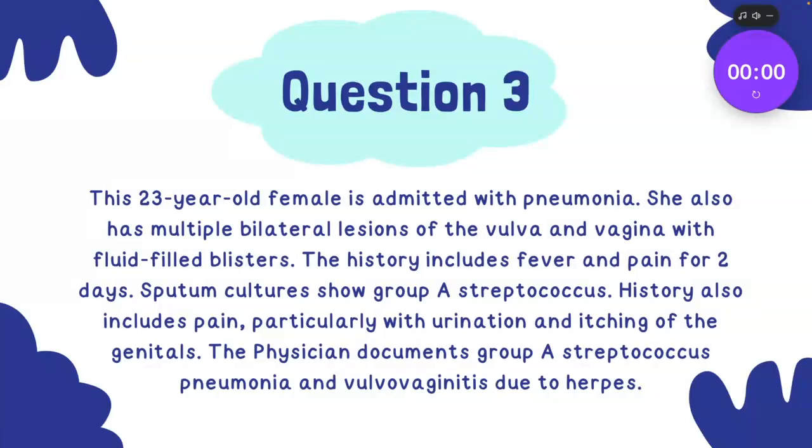So for the principal diagnosis, there are some rules for that, but the reason for this admission is pneumonia, and I want to just plant this concept today, and we will talk about it at a later date. The admitting diagnosis is not necessarily the principal diagnosis. The admitting diagnosis could be different. I'll just plant that there, and we will definitely come back to it. The physician documents group A streptococcus pneumonia and vulvovaginitis due to herpes. I feel like this is a pretty straightforward case, so I'm going to stop talking and give you time to code it.